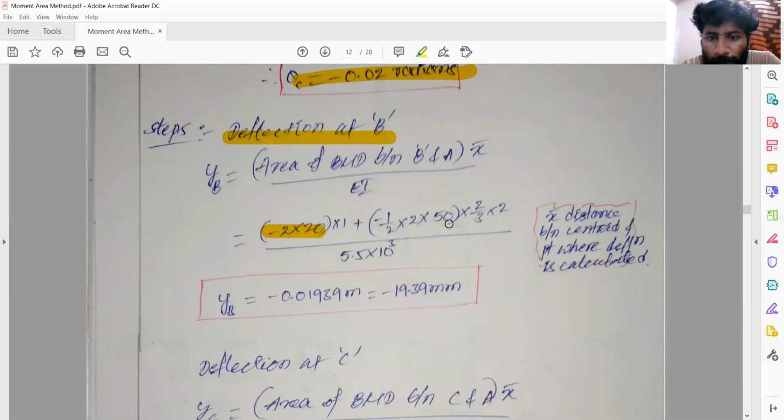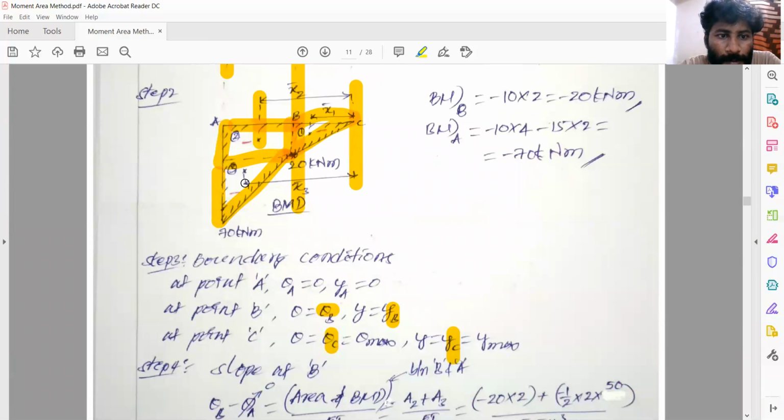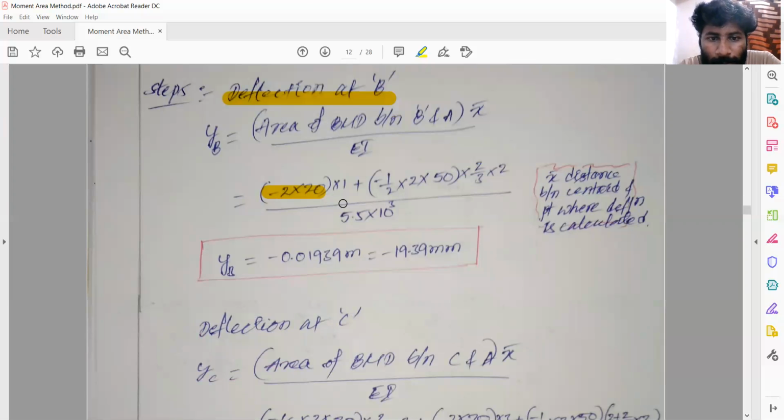Again minus 1 by 2 into 2 into 50, into the distance from here to here, which is 2 by 3 times 2. Again divided by EI, that will be your deflection.